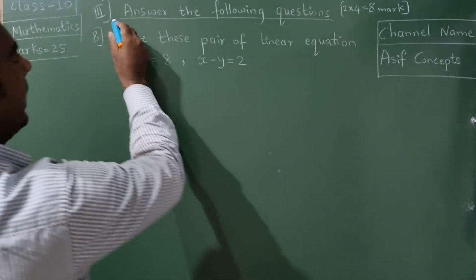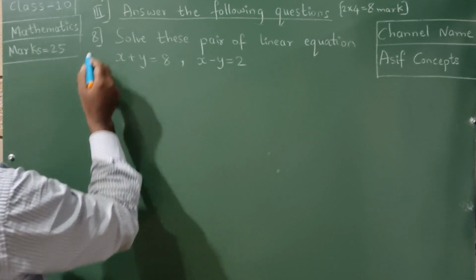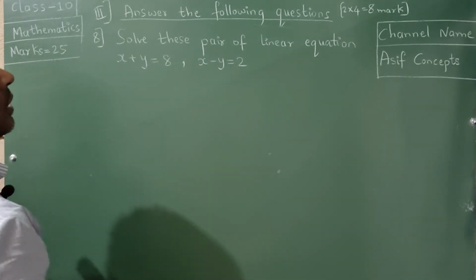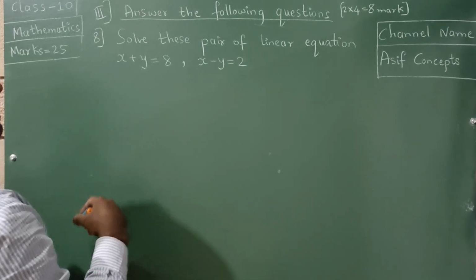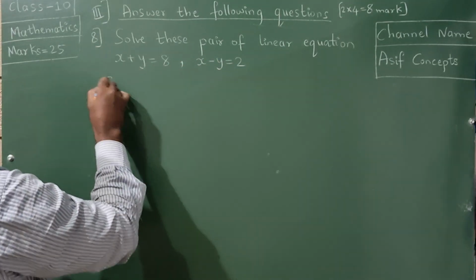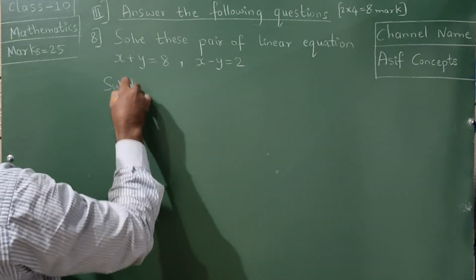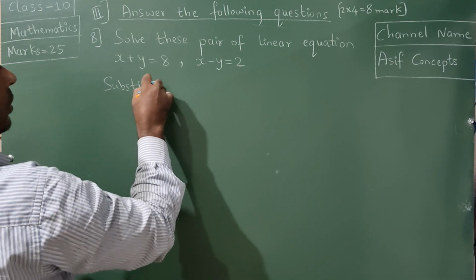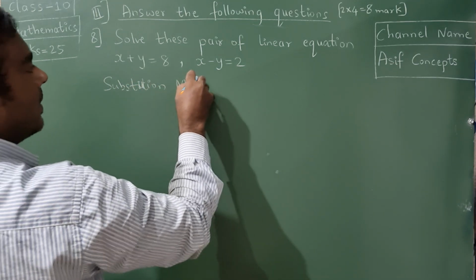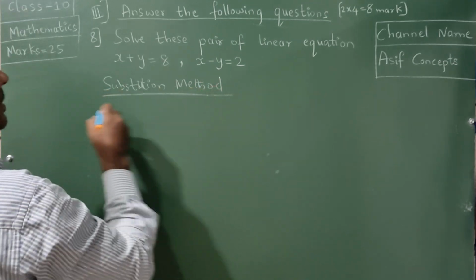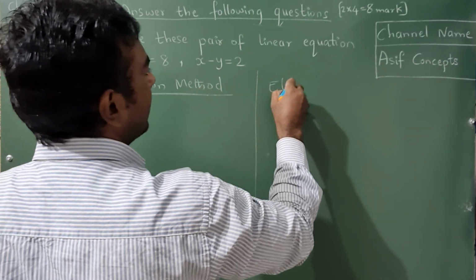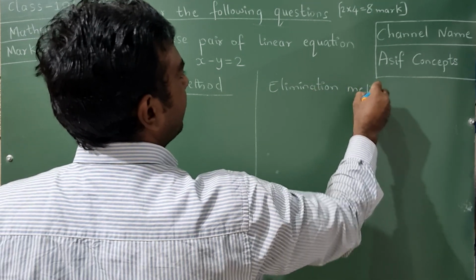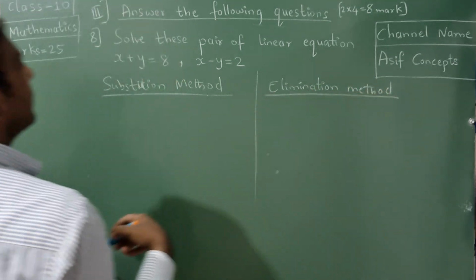Now main third, which is of 2 marks. Eighth question is, solve these pair of linear equations. They have given 2 pairs of equations. Okay. They did not mention whether it is a substitution method or elimination method. Okay, I'll solve by both the methods.